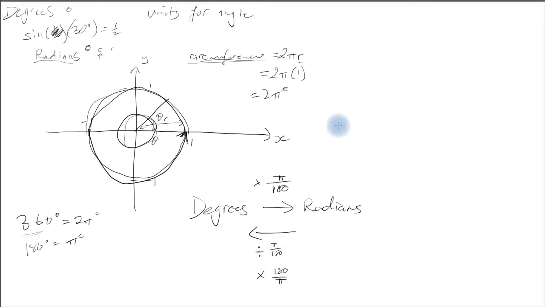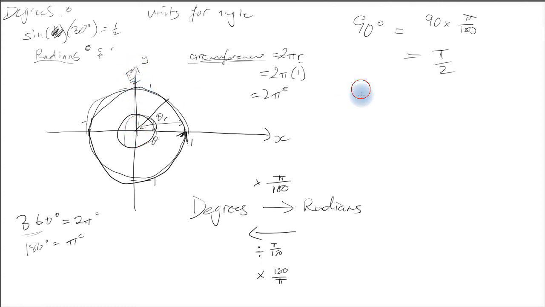Let's do one or two really quick examples. Let's have 90 degrees in radians. We're going from degrees to radians, so that's going to be 90 times pi divided by 180. 90 divided by 180 is a half, so it's going to be pi on 2. So this value up here is pi on 2 radians, directly up.